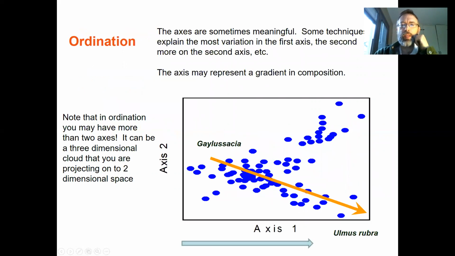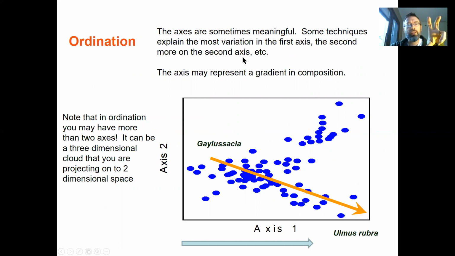Axes are sometimes meaningful, and in some ordination techniques, the first axis explains the most variation, and the second axis explains the next most. So the axis can be quite important, and the axis can represent something important in your study. For example, this is actually real in the data. This is from a long time ago, an ordination I ran. But this was a gradient from this species to this species.